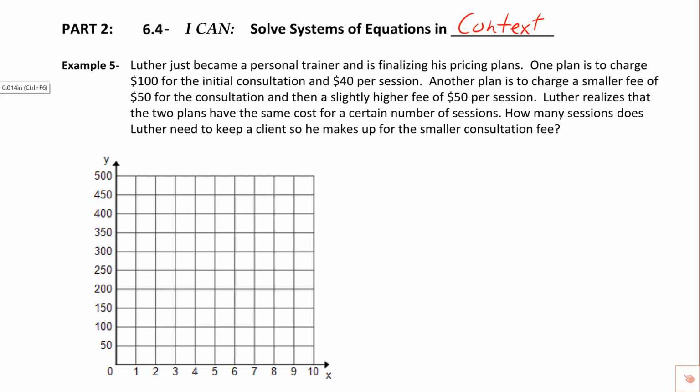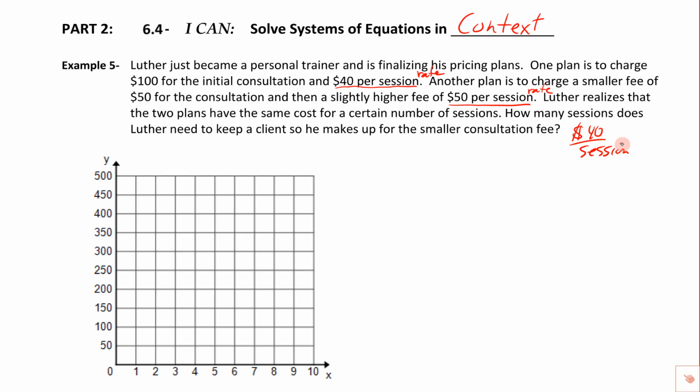Now, in order to figure out what x and y are going to represent on this, it might be a good idea to take a look at where we can find the rates, because that's going to help us figure this out. So it says $100 for the initial consultation and $40 per session. $40 per session, that is a rate. And $50 per session, that is a rate. That's going to be our slope. So let me write one of those down. I'm going to write down the $40 per session.